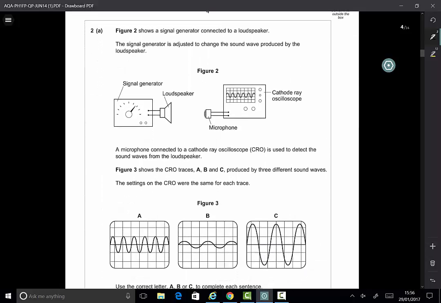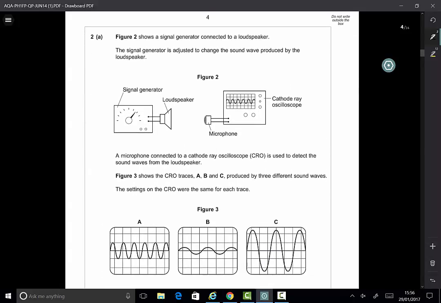Moving on then to question 2. Figure 2 shows a signal generator connected to a loudspeaker. The signal generator is adjusted to change the sound wave produced by the loudspeaker. A microphone is connected to a cathode ray oscilloscope used to detect the sound waves from the loudspeaker. Here we've got 3 traces, A, B and C, produced by 3 different sound waves. The settings were the same for each trace.